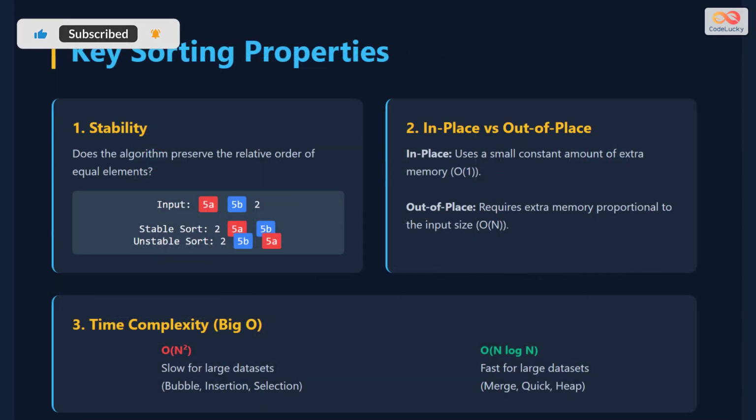Before looking at specific algorithms, we need to understand a few key properties. First is stability. A stable sort maintains the relative order of items with equal values, which is important when sorting complex data. Second is memory usage. We distinguish between in-place algorithms that use minimal extra memory and out-of-place ones that need more space. Finally, time complexity tells us how the algorithm's speed changes as the dataset grows.